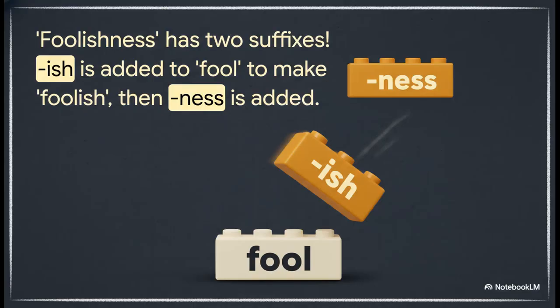And you can even stack them. The word foolishness actually has two suffixes. First, you add ish to fool to get foolish. Then you add ness to that to get foolishness. It's just like building with Legos, snapping one piece onto another.